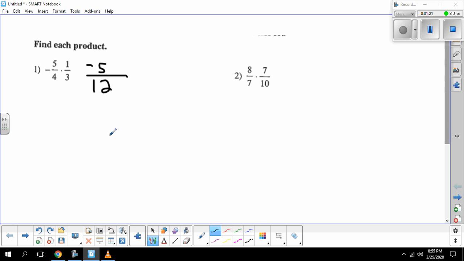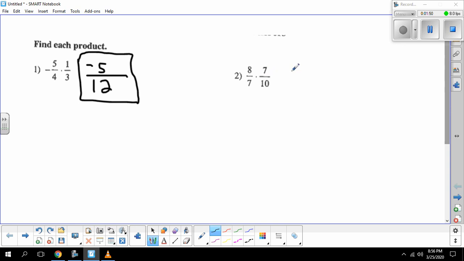All we have to check now is to see if this reduces. Does this simplify? Okay, so is there a number that goes into 5 and 12 to make this fraction more simple? And the answer to that is no, there is not. Okay, because you count by 5s, you do 5, 10, 15, 20. Well, that doesn't go into any of these. So, negative 5 over 12 is your answer for number 1. Pretty simple. Number 2, no negative sign, so this is just even more straightforward.